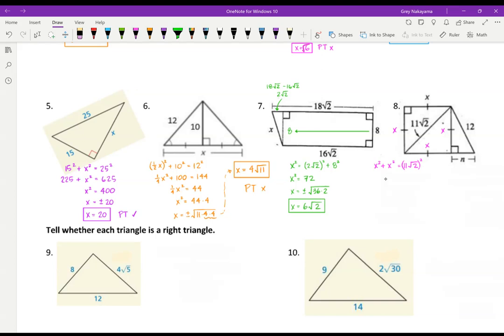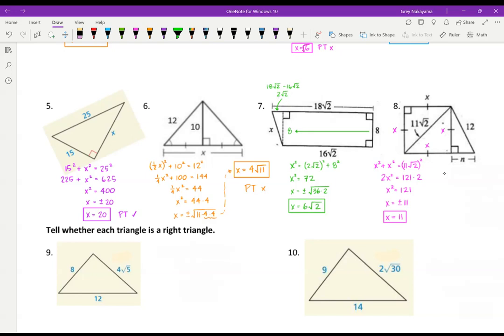So 2x squared equals 121 times 2. Divide both sides by 2, and x squared equals 121. And x equals plus or minus 11. But I'm in a triangle, so x equals 11. And now I'm going to take that information to go find this triangle.